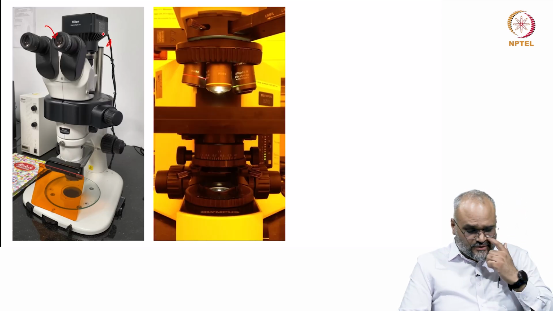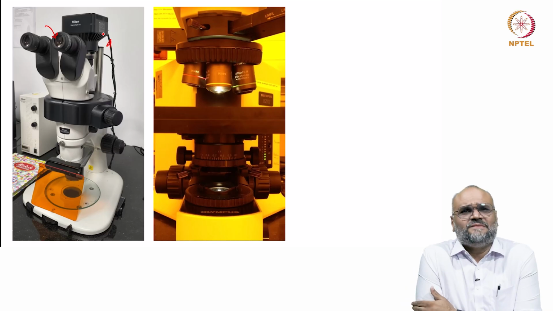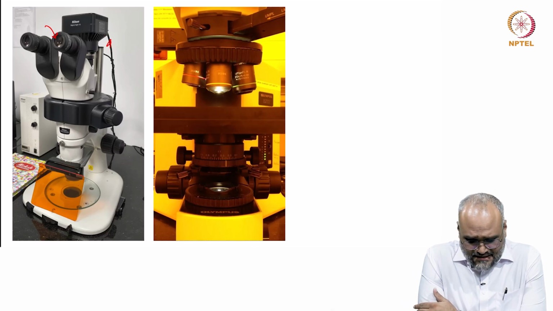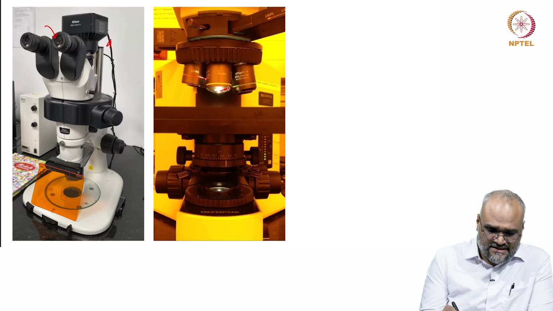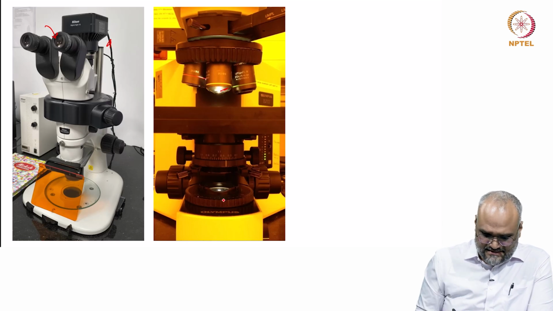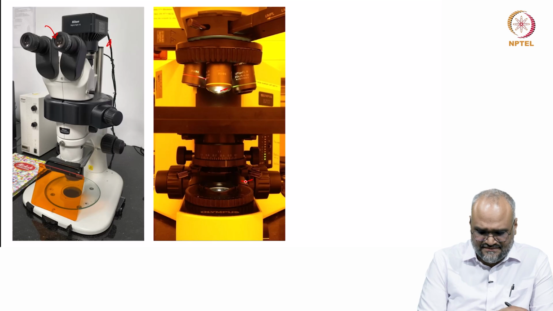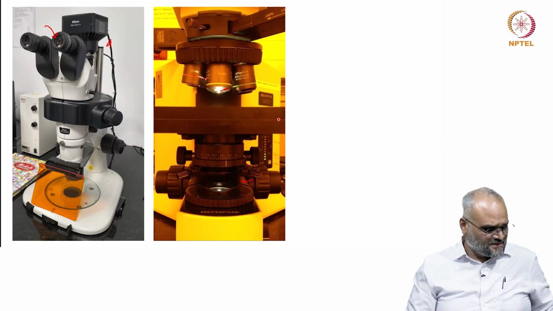If I look at a compound microscope, here is a compound microscope which consists of a condenser lens here, the objective lens here, the condenser lens is on the bottom in this case, and there is a specimen stage.